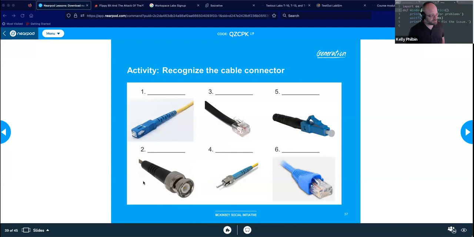All right, next, Tamika, can you please tell us what number three is? Top center here, what type of connector are we looking at? RJ11. Absolutely is an RJ11. What's another name for that? Bonus points. It's old. POTS. Plain old telephone service. Very good.